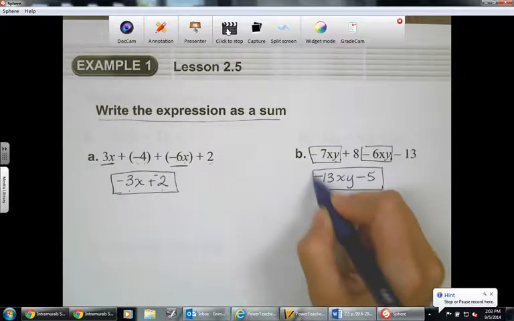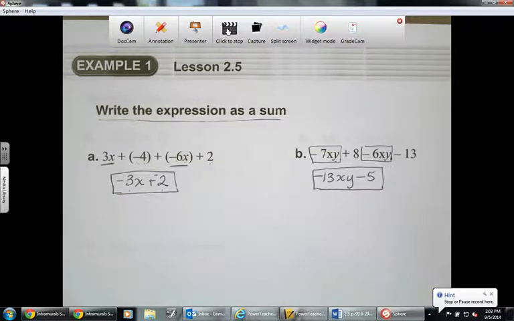Okay? So now what I'm going to do is I'm going to combine that with last night's distributive property, and we're going to put it all together.